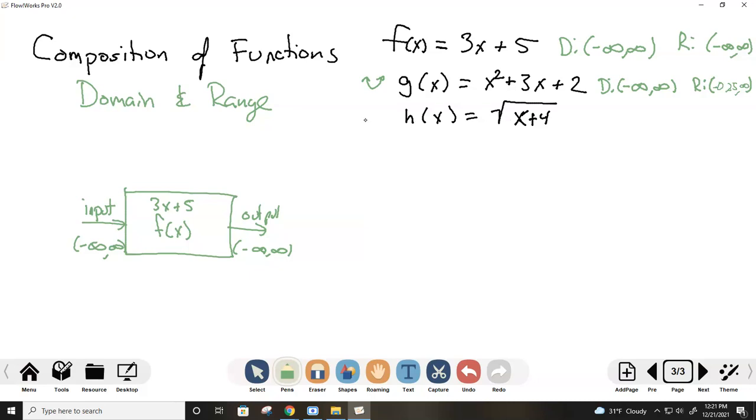For this one, this is a square root. It's going to look basically like that. It's going to have a limited domain because we can't have the square root of a negative number. So on this one, the smallest value x can be is negative 4, and it can equal negative 4, and it's going to go to infinity. The range is going to be 0 to infinity.